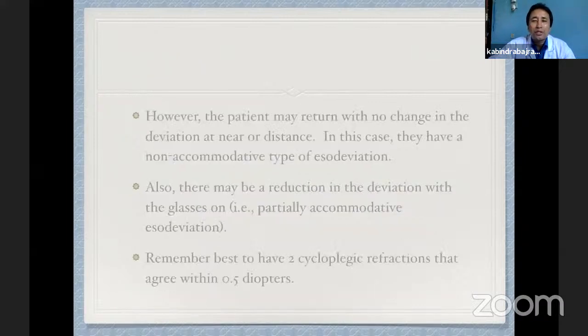However, some patients may return with no change in deviation at near or distance. In that case, they have a non-accommodative type of deviation. And also sometimes some part is corrected with glasses and some part remains. At that time, we have to think about partially accommodative deviation. And we have to remember that the two cycloplegic refractions should not differ by more than 0.5 to get the exact refraction.